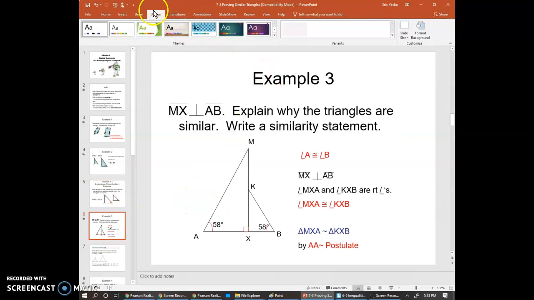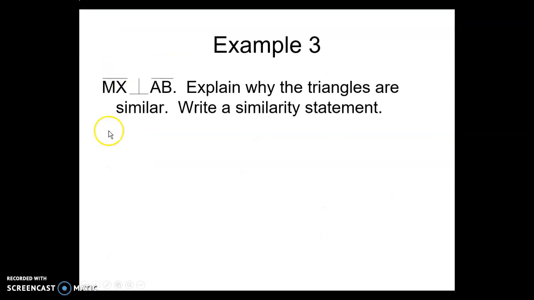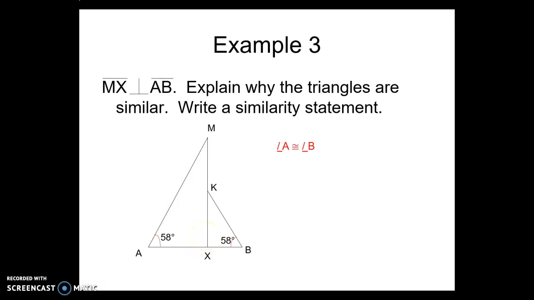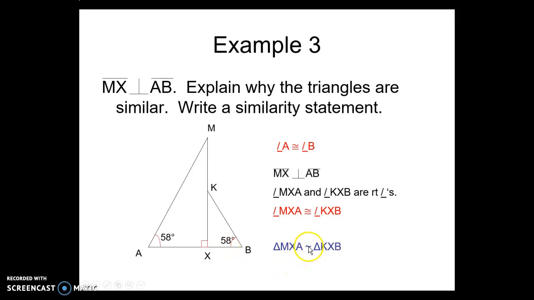All right, so in example 3, let's go full screen for this. In example 3, we have this picture. MX is perpendicular to AB. Why are the triangles similar? Well, if they're perpendicular, that means we have a 90-degree angle here. And we also have angle A congruent to angle B. Since they're perpendicular, we got the two right angles, so we have another two angles that are equal. And then we know the triangles are not congruent, but they're similar, because of the angle-angle postulate that you just learned about.